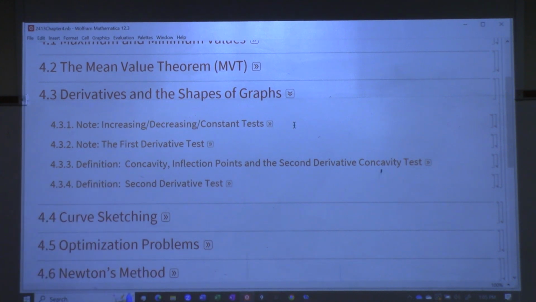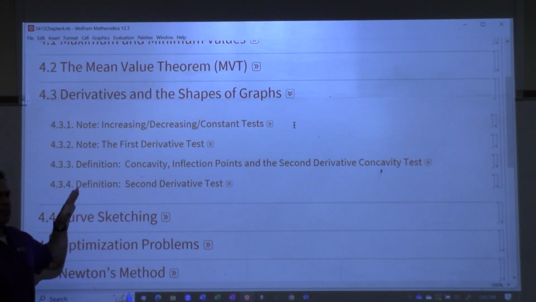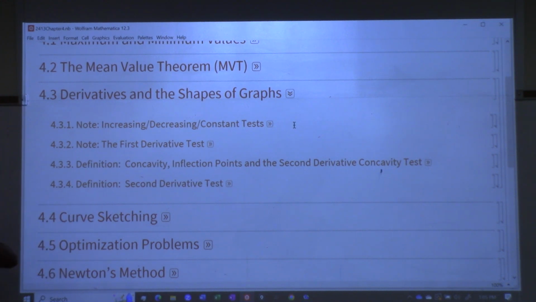Okay, last class we were discussing the first derivative test and how we can use the derivative to determine local maximums and local minimums, right? We did a couple of examples. We're going to do more of that today, but we're now going to talk about the second derivative test.